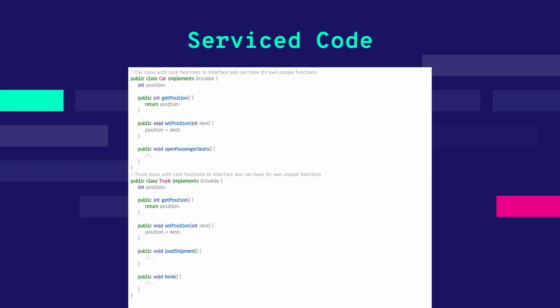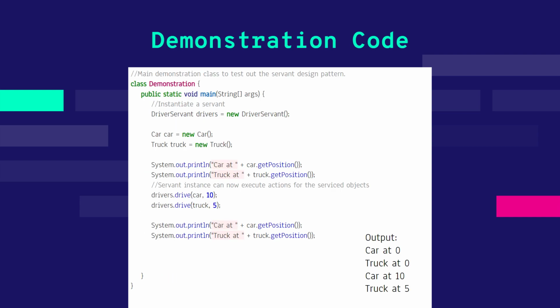The car might have passenger seats that you want to be able to open. The truck, maybe it doesn't, but it can load shipment. They each can have their own unique functions. And maybe the truck can honk too or something. I don't know. You get the point. So now let's look at how this can all be used together cohesively.